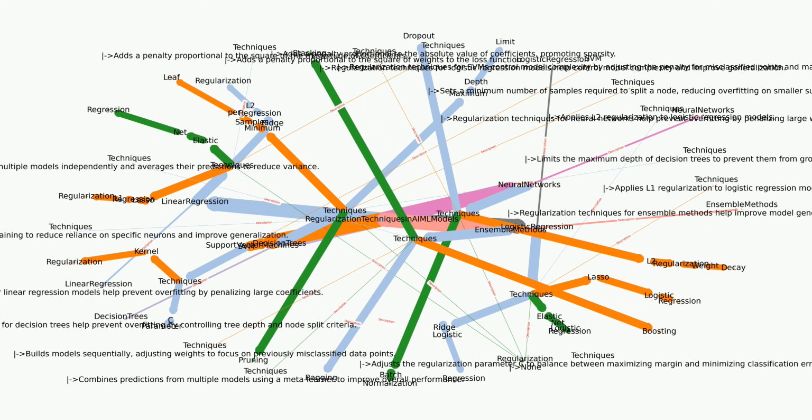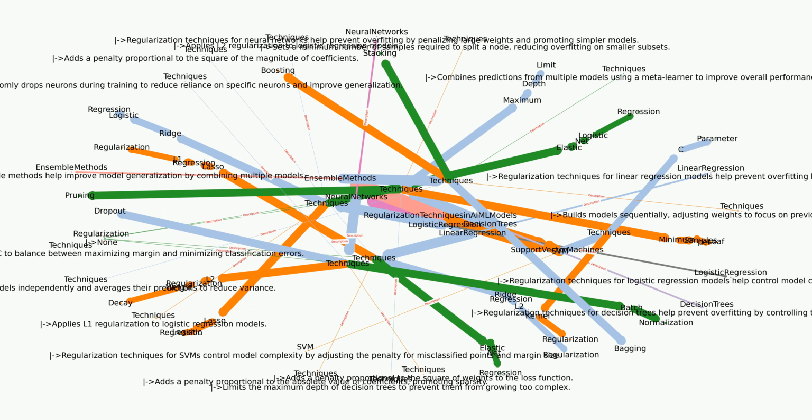Lasso logistic regression. Description: Applies L1 regularization to logistic regression models. Elastic net logistic regression. Description: Combines L1 and L2 penalties for logistic regression regularization.